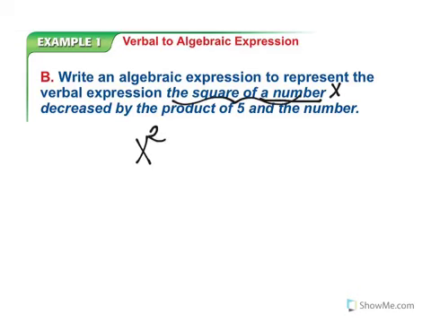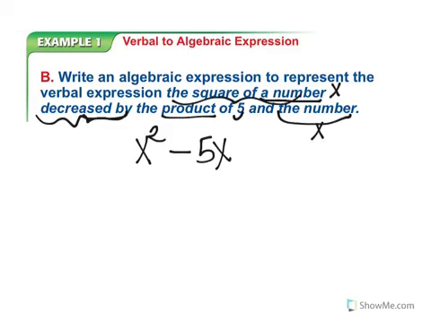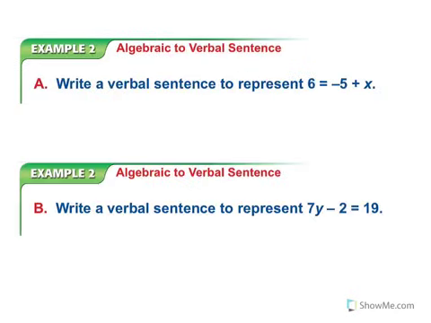So we figured out the square of a number, decreased by. Decreased by means subtraction. The product of 5 and the number. Product means we're going to multiply, and 5 and the number, which we already let be x, so that means x squared minus 5x. The key to these is to just break it down and write it down piece by piece. Now you try an example.